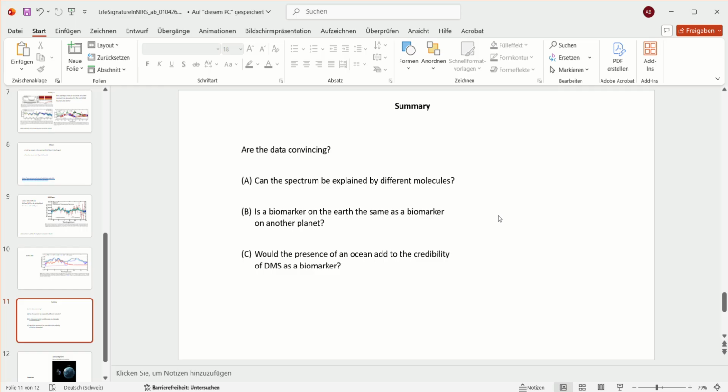So this is just, I wanted to show you this as an example that infrared spectroscopy can be important for very important questions in not only astrophysics but also astrobiology.